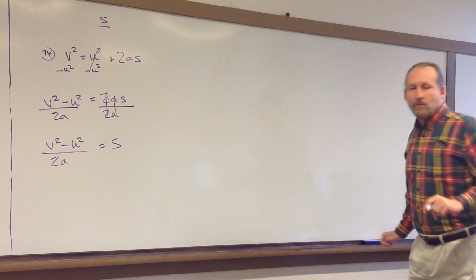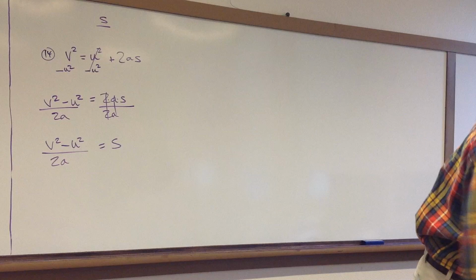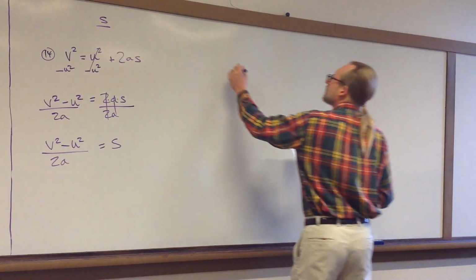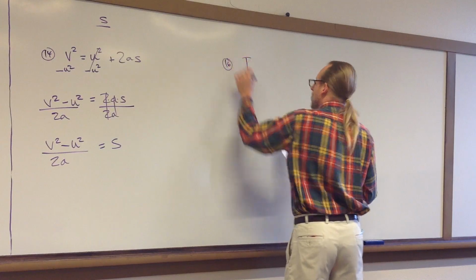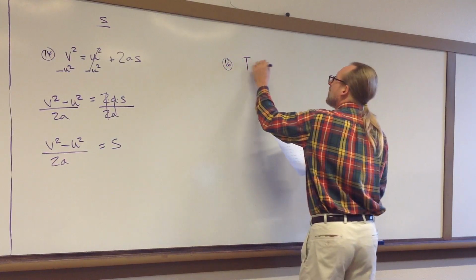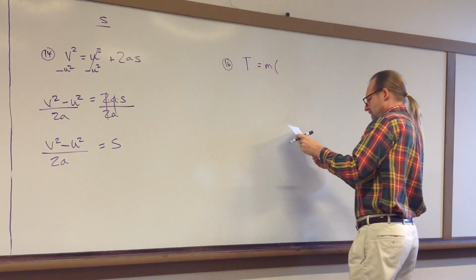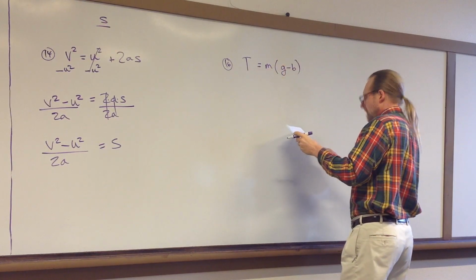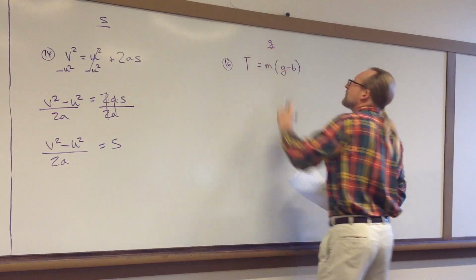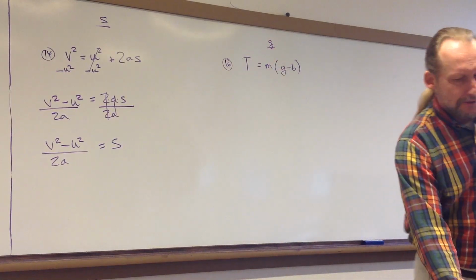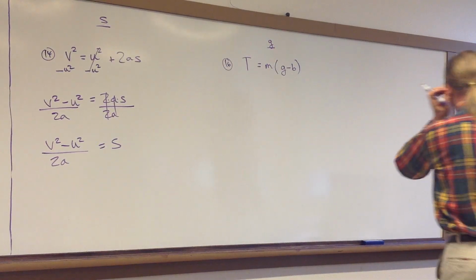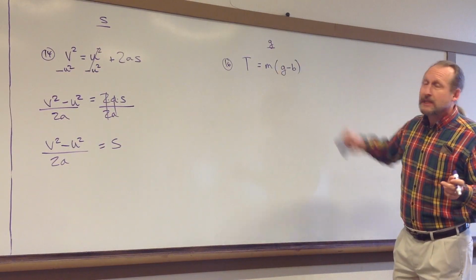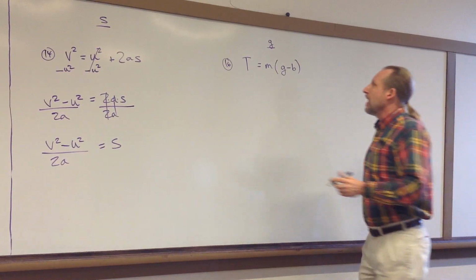All right, one more, problem 16. T is equal to m times g minus b, and we want to solve for g. Well, there's a couple different ways that we can approach this. One thing we can't do is to try to add b in this situation.